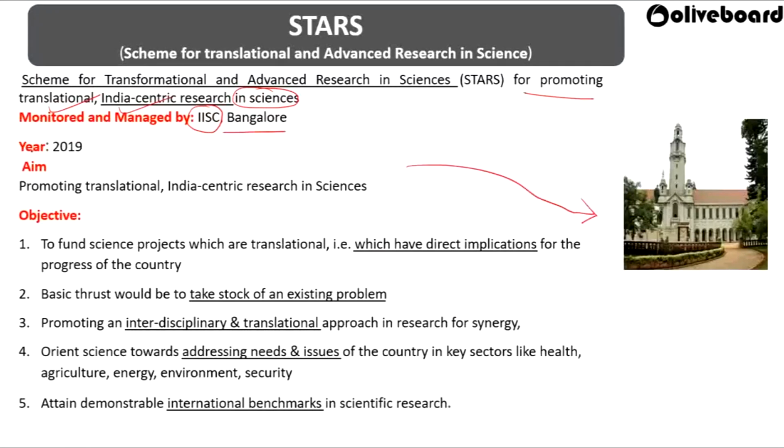This scheme was launched in 2019 with the aim of promoting India-centric research. So here we are doing research which is relevant to India, which will help India progress. That is the kind of projects we are focusing on. The main objective of the STARS scheme is to do research which has a direct implication on the progress of the country. We have to do research in that way.